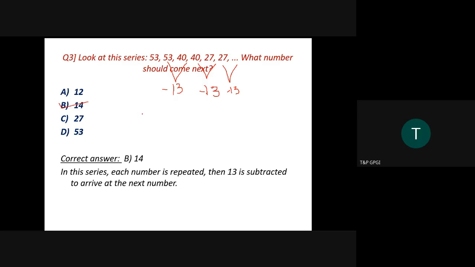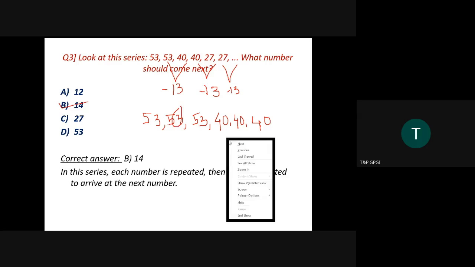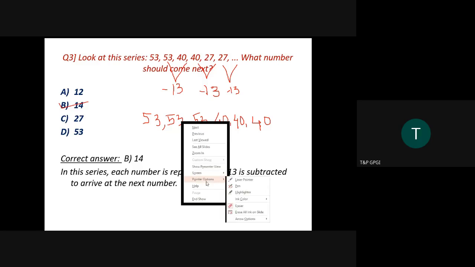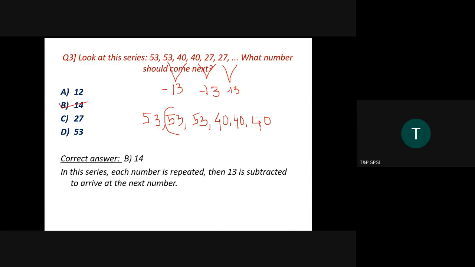Maybe another question can come where they write this 53 twice, maybe they'll give it 3 times. So they can give you 53, 53, 53, and then they'll give you 40, 40, 40. So they can follow anything like this, or they can even change it. Instead of keeping all three numbers the same, they can change the middle number as well. They can change this number, the middle one, or here also they can change this number.